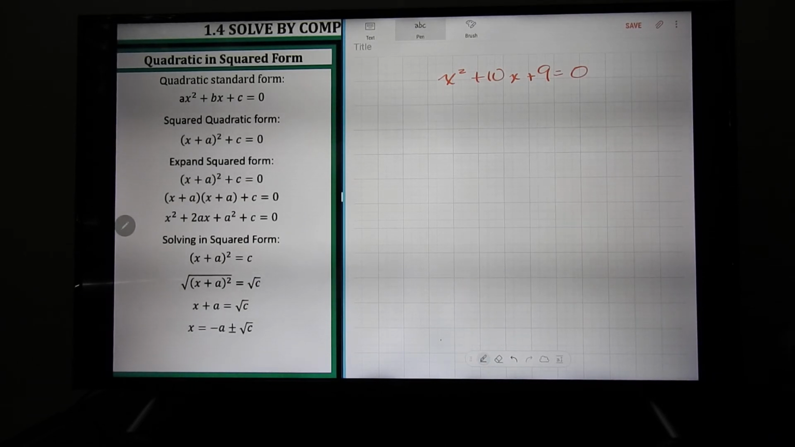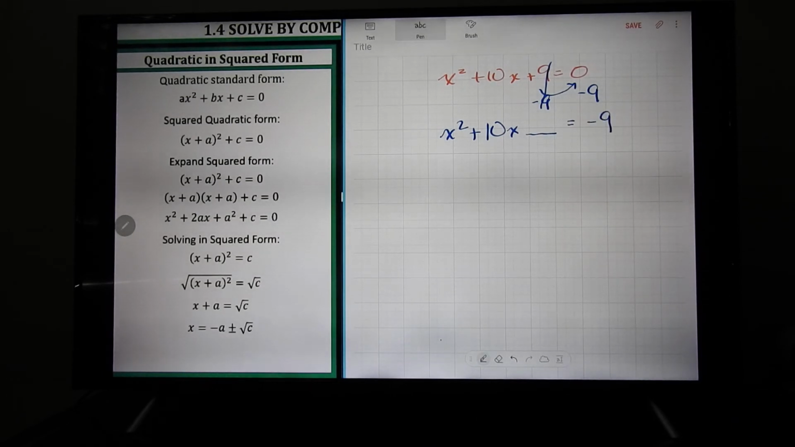The first thing we want to do is move this 9 over to the other side. Of course we use simple algebra, making it a 0 on this side and subtracting 9 from that side. Now I'm going to rewrite it, and I'm going to leave a blank right there where the 9 was, and I'm going to say that equals negative 9.